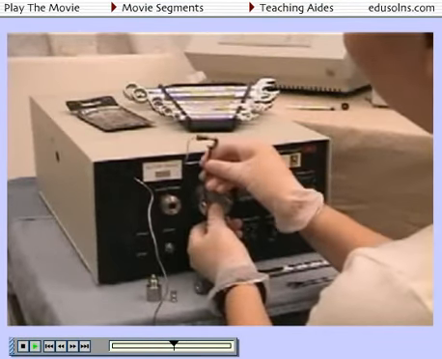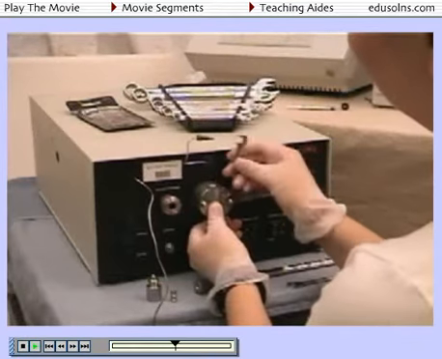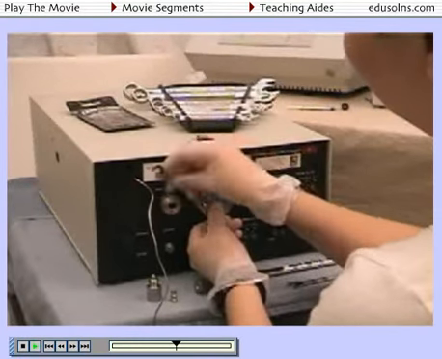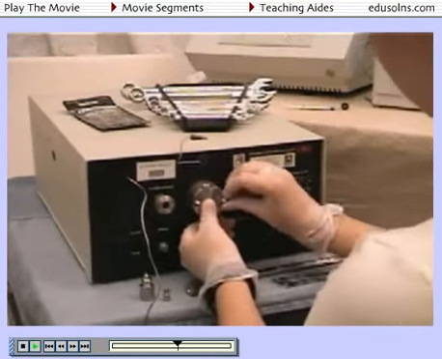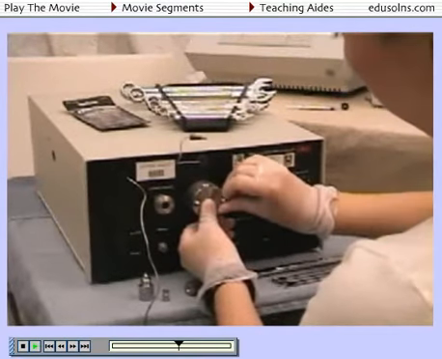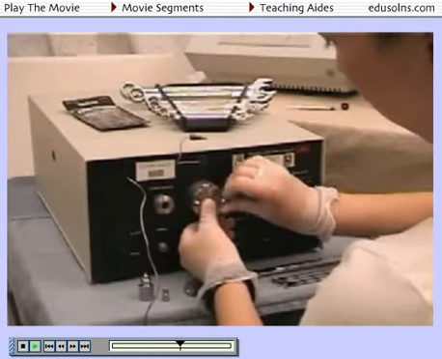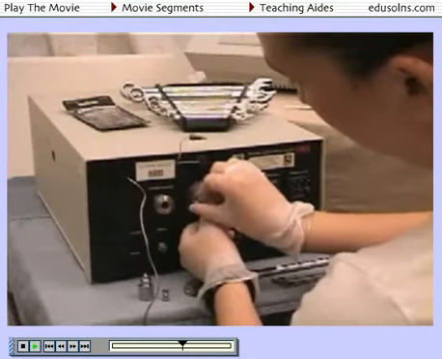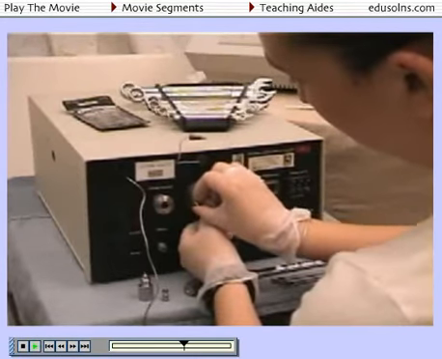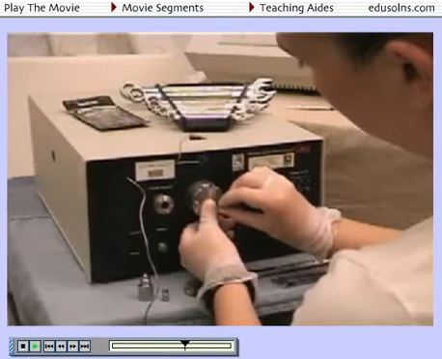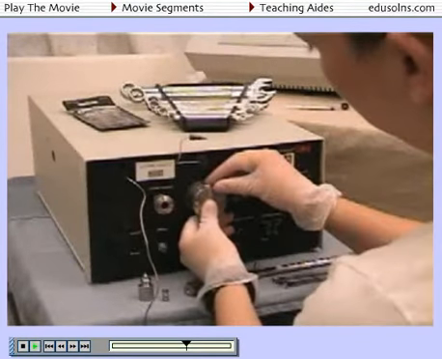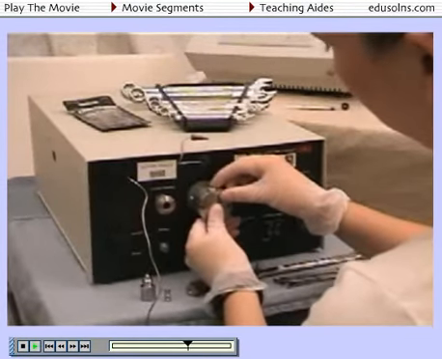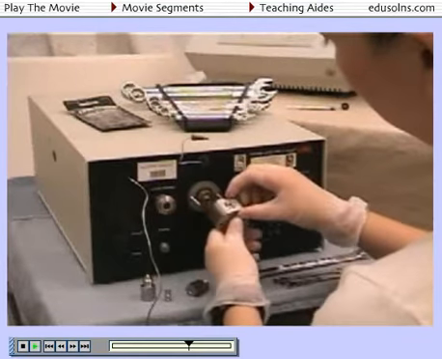Next, the pump head is removed. This must be done carefully because if the head is not removed evenly, it can break the piston.